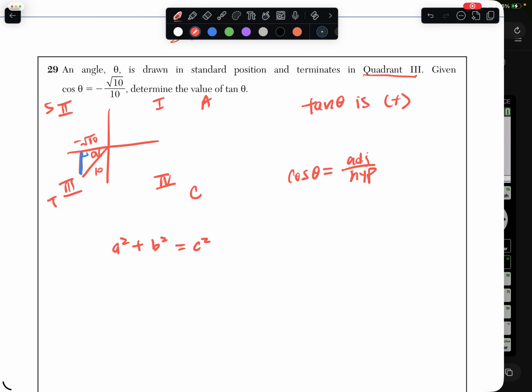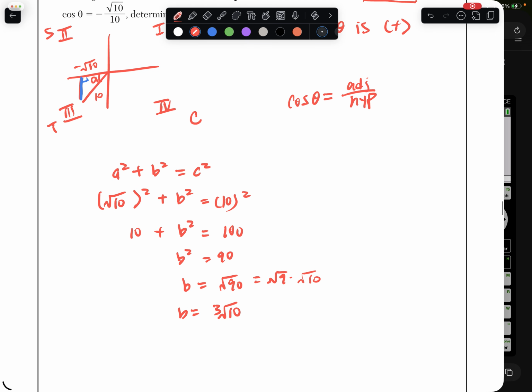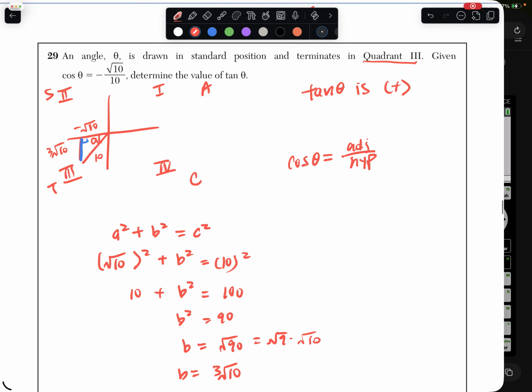So root 10 squared plus b squared is equal to 10 squared. This would be 10, and this would be 100. So b squared is equal to 90. Then b is equal to root 90, which we can simplify to 3 root 10, right? Because this is root 9 times root 10, and root 9 is equal to 3. So my b is equal to 3 root 10, and now we can find tangent.